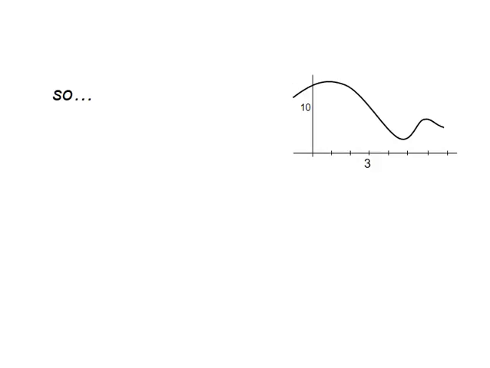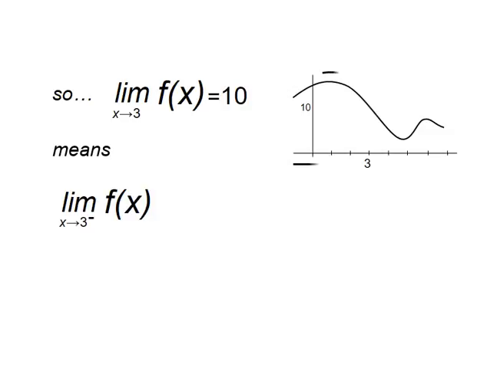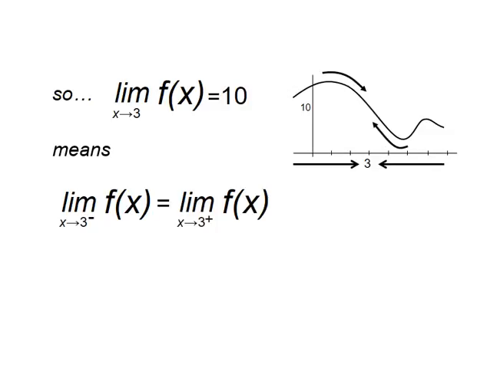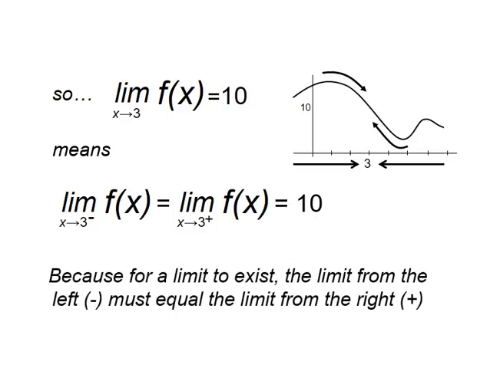So, when we write limit as x goes to 3 of f of x equals 10, it means the limit of f of x coming from the negative side is the same as the limit coming from the positive side, and both have the same value, 10 in this case. Again, because for a limit to exist, the limit from the left must equal the limit from the right.